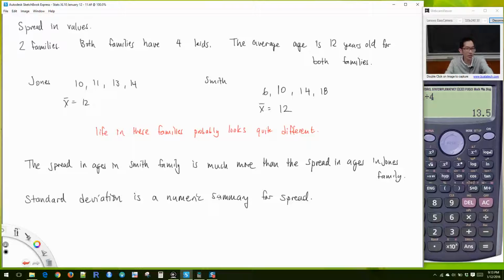This was an illustration to say it's not enough to say there's 4 kids and the mean is this. It's not enough to say these 2 data sets have the same average and the same number of data points. So yeah, you could have different means, and that's fine. We're just saying this is one thing that we want to capture, this idea of spread. So standard deviation is a numeric summary for spread. It's a number that captures how much spread we have in our numbers. Let me copy these numbers over onto the next slide.